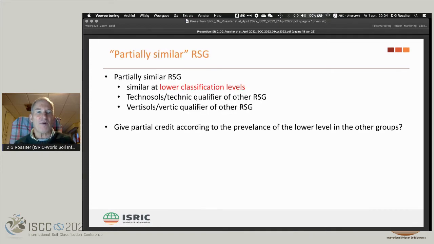And then you might get some partially similar ones if we would go to the lower classification levels, which we're not doing right now. If you made a map, for example, in a smaller area with a number of groups with qualifiers, you might do this. If you have technosols, but you have technic qualifiers of other reference soil groups, there's obviously a similarity there. Vertisols, vertic qualifiers, the same idea. So if you were at a lower level and it wasn't a vertisol but had a vertic qualifier, if it were incorrectly mapped, you might give it a partial credit.